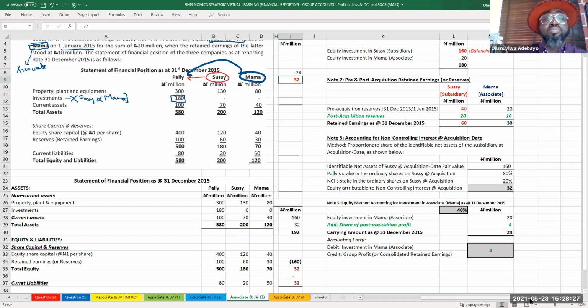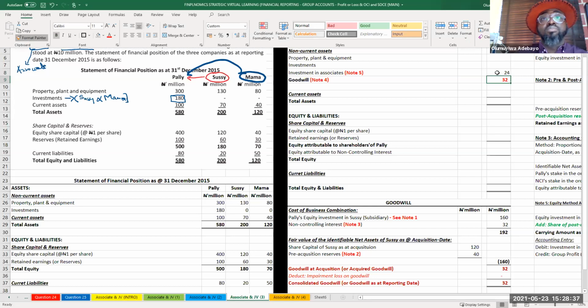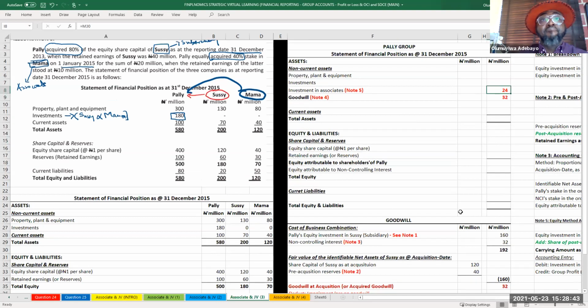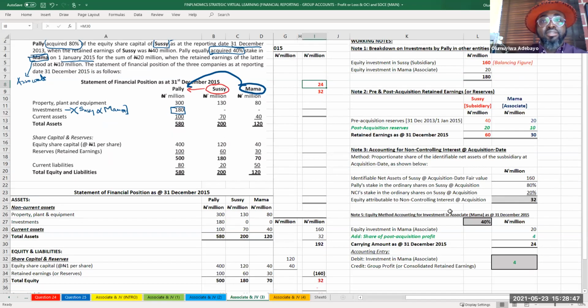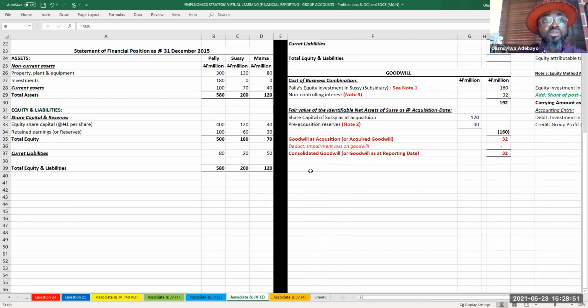That's 24. Okay. Now, what is next is to consolidate our retained earnings and the value of NCI.